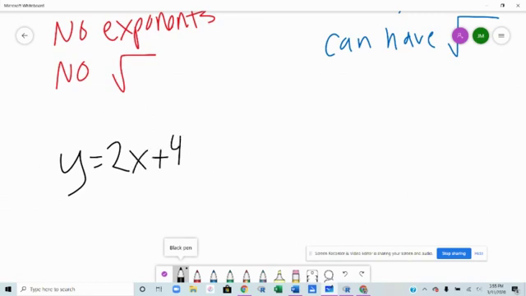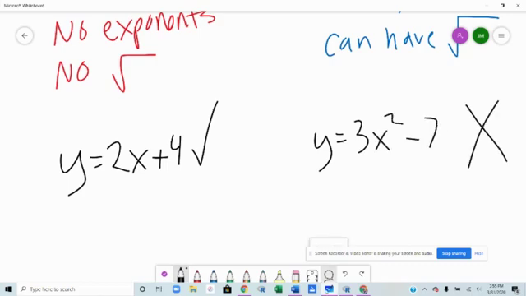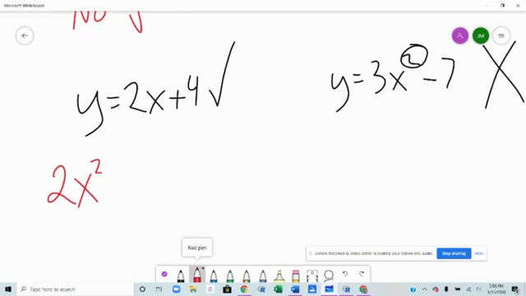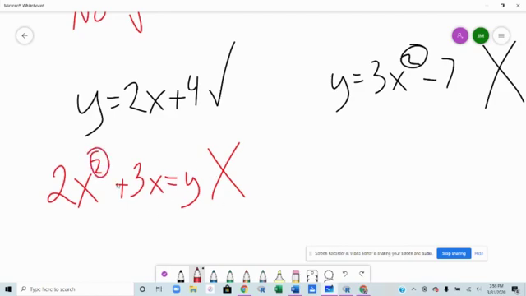Y equals 2x plus 4 is linear. Y equals 3x squared minus 7 is not linear because we have the x squared right there. 2x squared plus 3x equals y is not linear because we have x squared. So yes, we have a 3x, but because we have this exponent, that makes it not linear.